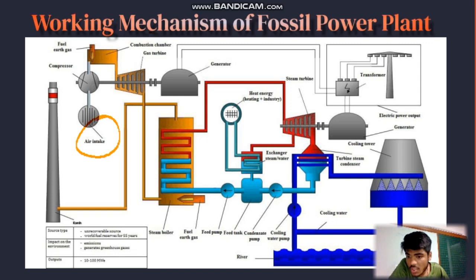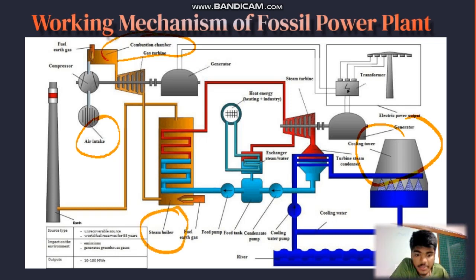Further, discussing the combustion chamber. In this part, the fuel, such as coal or gas, is burned in the combustion chamber. The heat generated from the combustion process is used to convert water into steam. Further, the boiler part is one of the components. The steam produced from the combustion process passes through a steam boiler, which has also been depicted here.